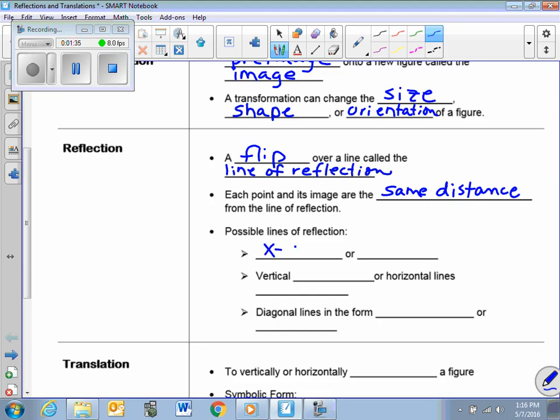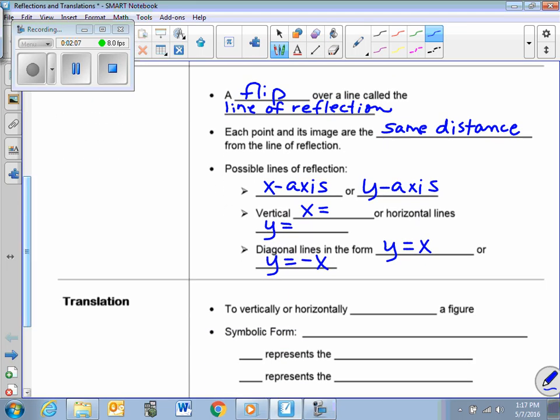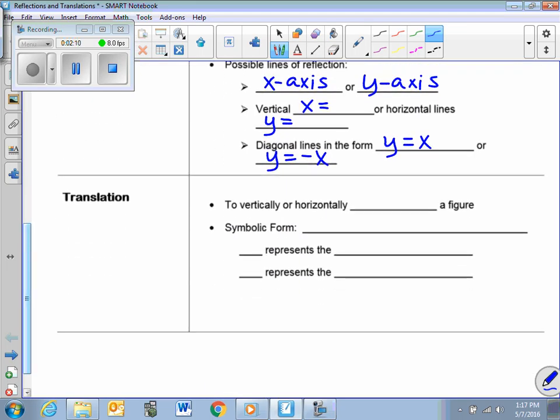We'll use the x-axis to reflect over. We'll use the y-axis. We'll use a vertical line, which will have the equation x equals something. We'll have a horizontal line, which has an equation y equals something. And then we'll use y equals x, and we'll use y equals negative x. Both of these lines go through the origin. You just know that y equals x has a slope of 1, and y equals negative x has a slope of -1. All right, so that's a reflection.